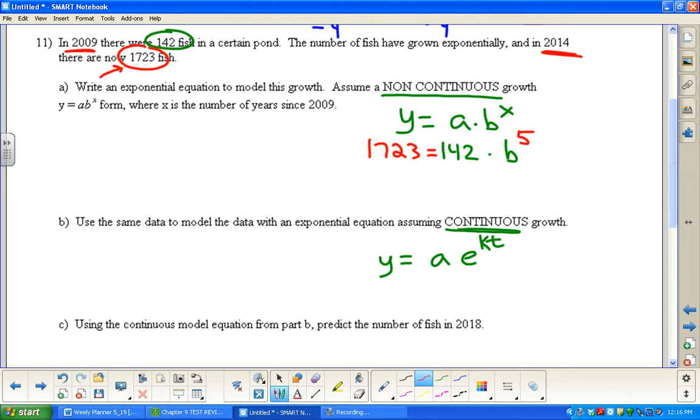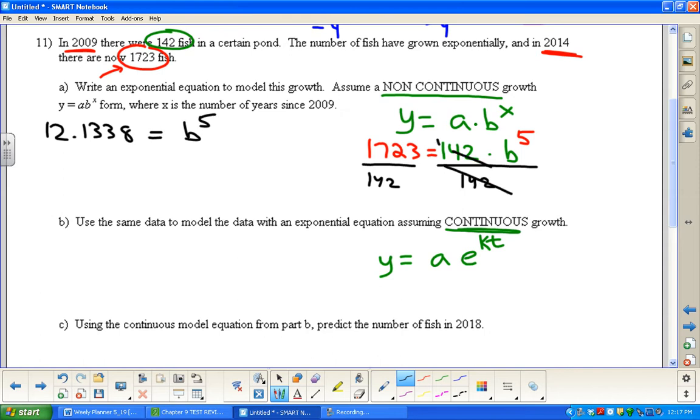Okay, so now we've got to solve this. So I'm going to divide both sides. Again, b is the thing we want, so let's divide both sides by 142. Okay, so let's calculate that. 1723 divided by 142 is 12.1338. Just carry 3 or 4 decimal places to be safe here. That will equal b to the 5th power, because that canceled that.